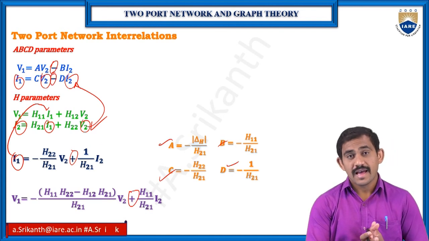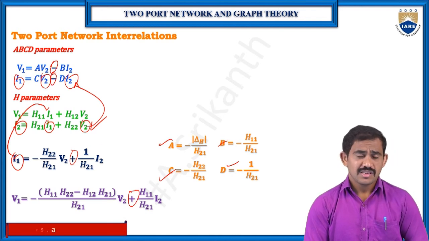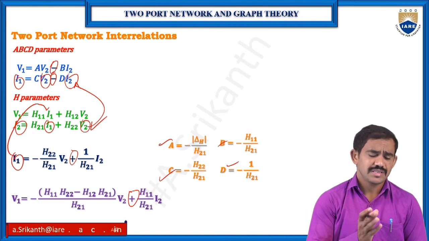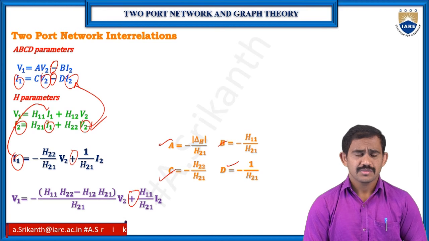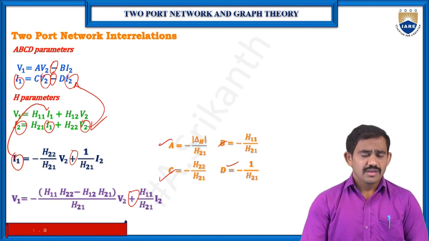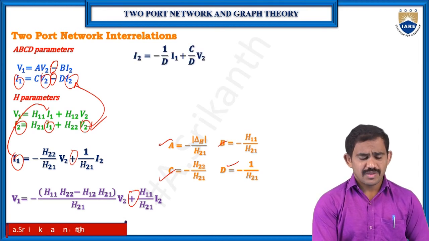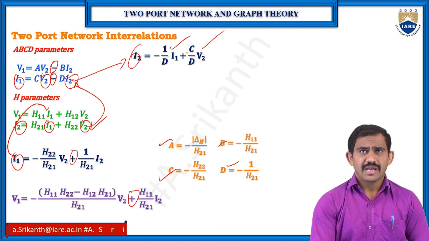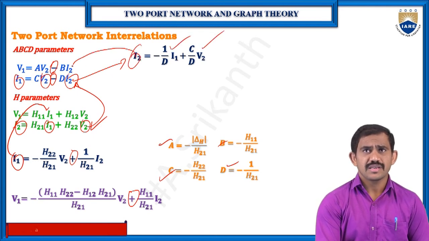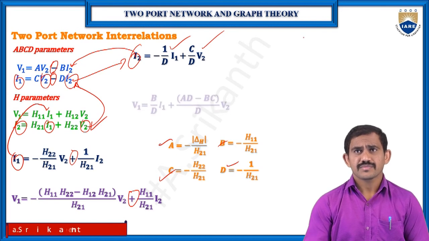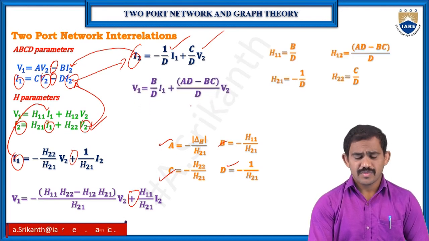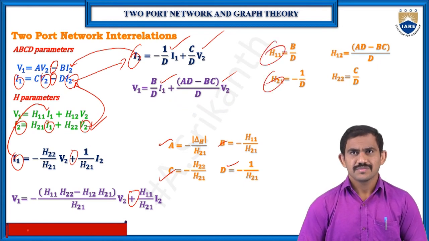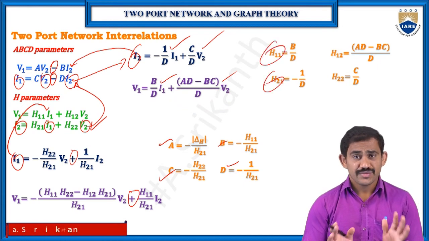Whichever equation we have, just compare with that equation. In your equation, if it is plus, just go for the plus values. If in your equation it's minus, go for the minus values. Okay, same thing, ABCD parameters. From this equation, we have I2 in form of I1, V2, and I2 substitute here. We have V1 in form of I1, I2. Then we have the H parameters values. So it's very simple. Don't confuse.